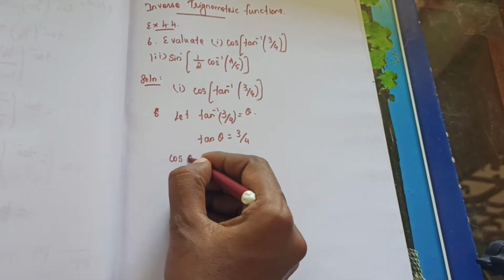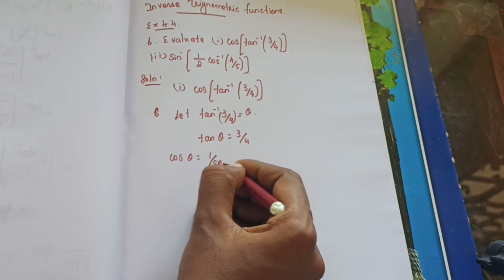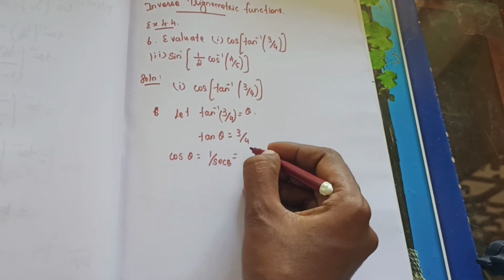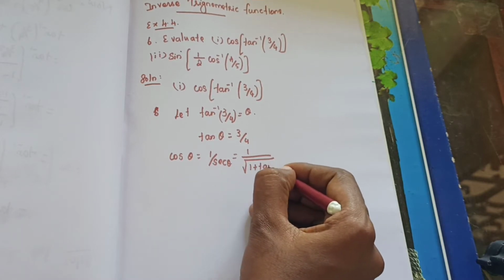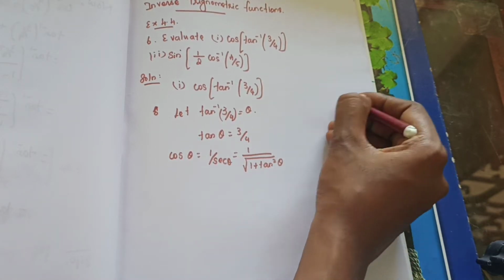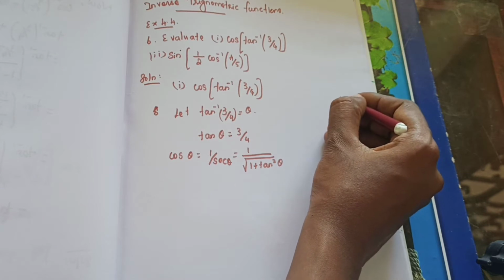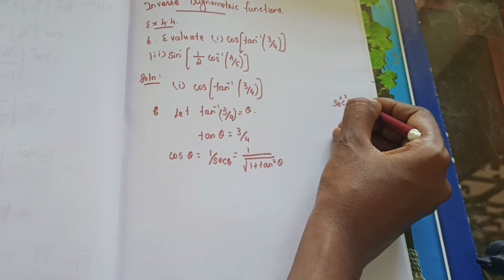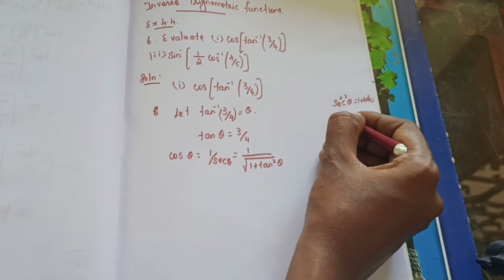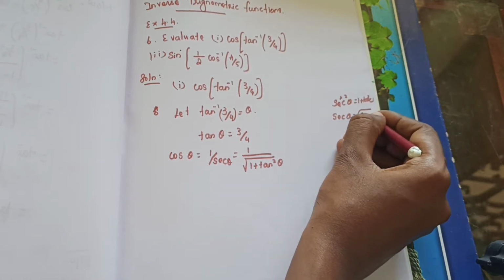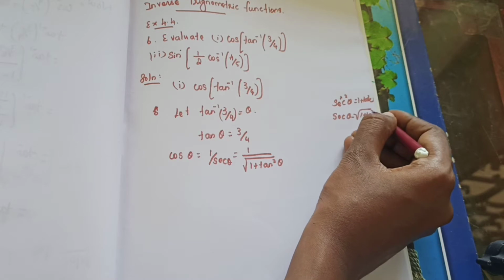Cos means what, ma'am? 1 by secant theta. We know the formula for secant theta, that is 1 by root of 1 plus tan square theta. Understand? What is this formula? Secant square theta equals 1 plus tan square theta. We have learned the formula. So secant theta is equal to square root of 1 plus tan square theta.